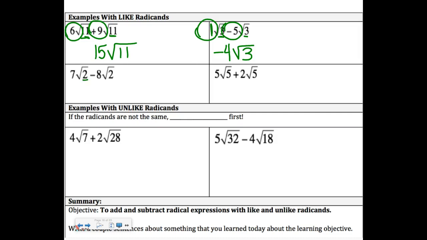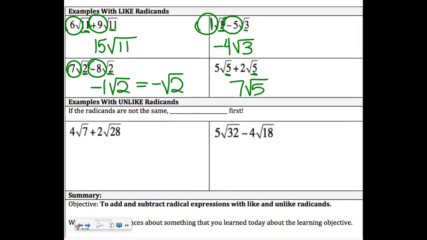This one, they both have the square root of 2, so we can just bring that down. And we have 7 minus 8 in front here. So I'm going to subtract those, and we're going to have negative 1. You could write it like this, or you could also just write it like this with no 1 in front. They are both the same thing. Okay. Last one, real quick, they both have the square root of 5. So we're going to bring down that square root of 5, and then we're going to add the 5 and the 2, and we're just going to get 7. All right, so as you guys can see, when they are like terms, they are way easier.